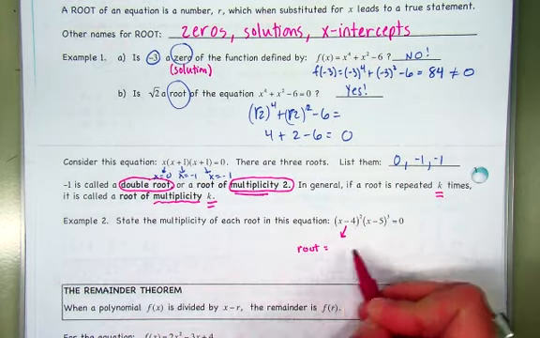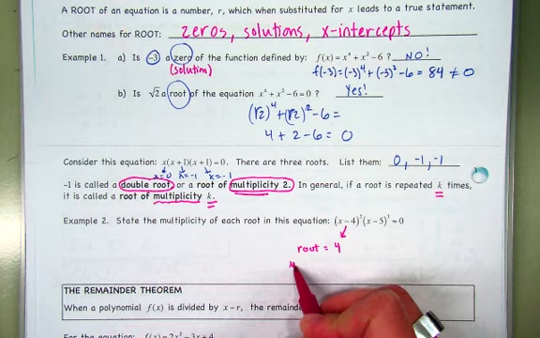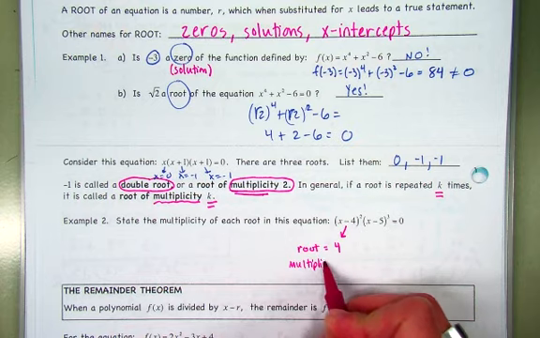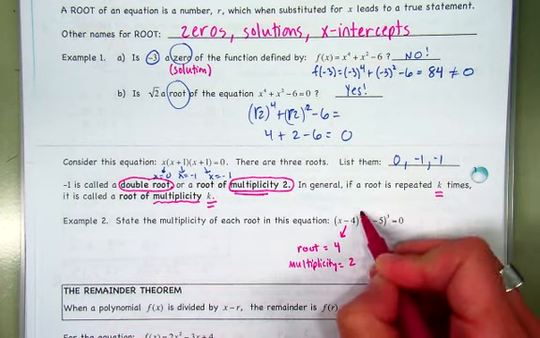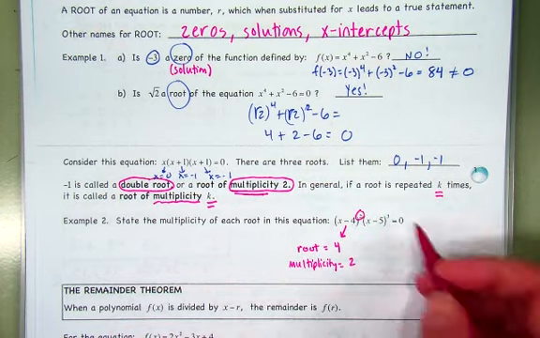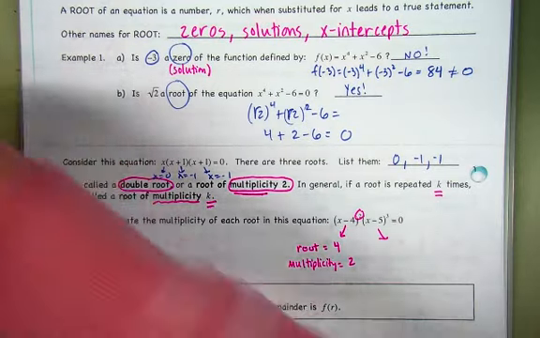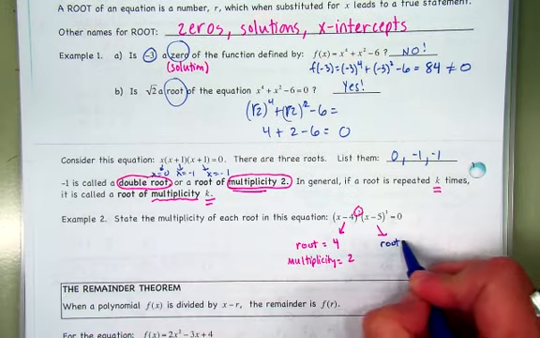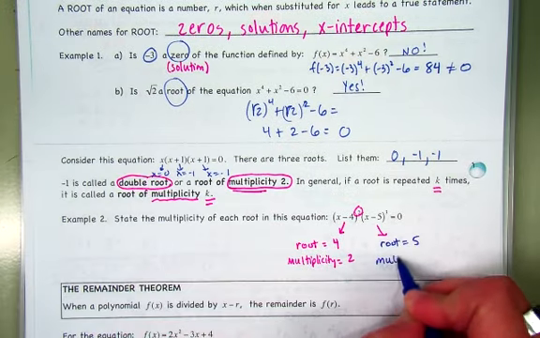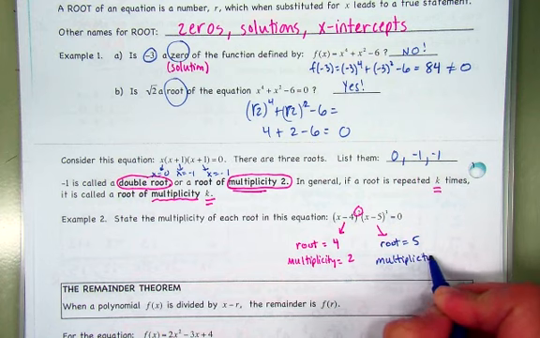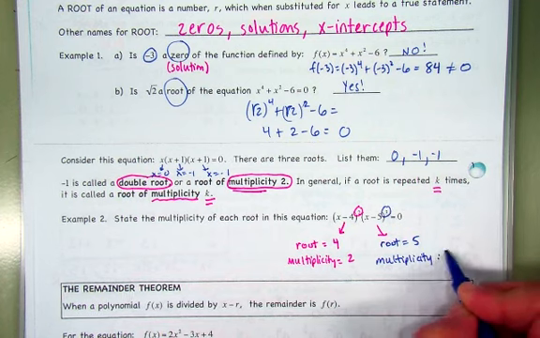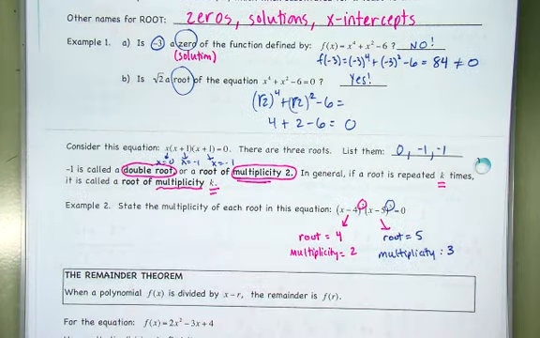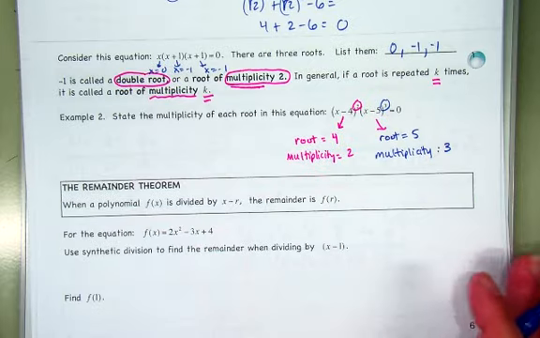So the root is 4. What is its multiplicity? Yeah, 2 is just the exponent. Same thing for this one. What's the root? 5. And what's its multiplicity? 3. Perfect. So that's pretty easy. Multiplicity, and you've probably heard this before, so that should be review.